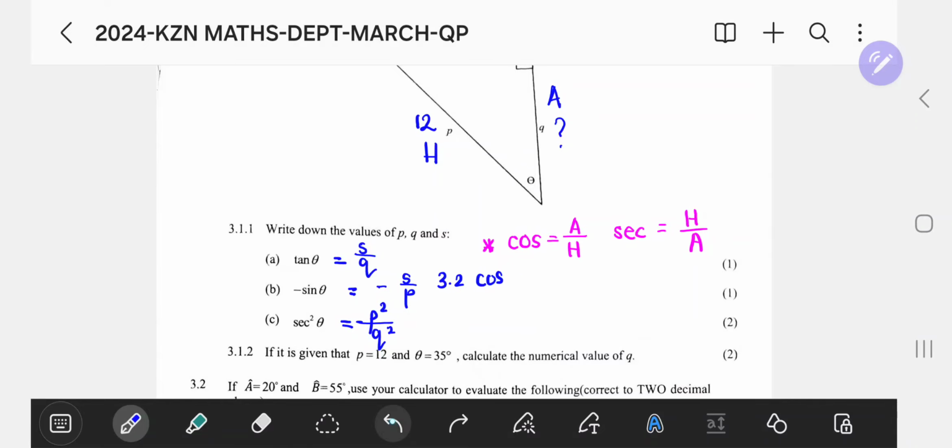But theta is actually 35, so let's substitute that. Cos 35 is going to be q over 12. Now, how do we solve this? We can take the 12 and multiply across. When it multiplies, it goes in front of cos. So we have 12 cos 35 is equal to q, and when you put that on your calculator, 12 cos 35 degrees, that gives you 9.83.